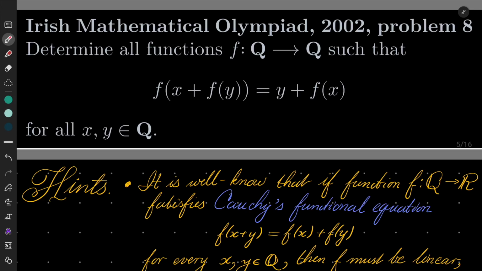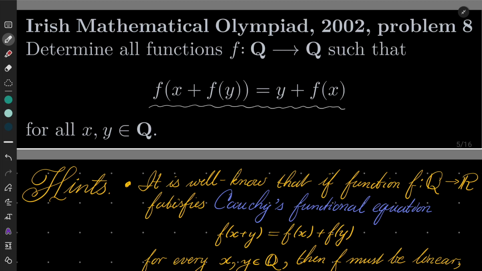Hello friends, in this video I'd like to solve the following functional equation from the Irish Mathematical Olympiad 2002, problem number 8. We wish to find all functions f from the set of rational numbers to itself such that the following functional equation f of f of x plus y equals y plus f of x is true for all x, y which are rational numbers.